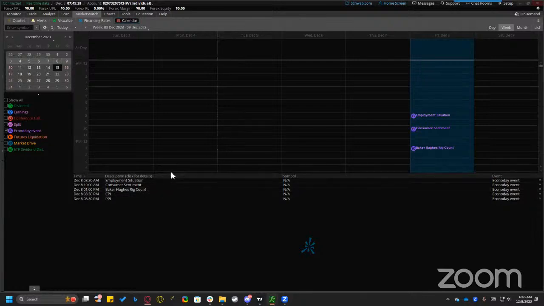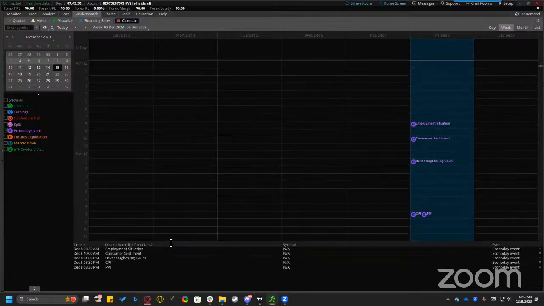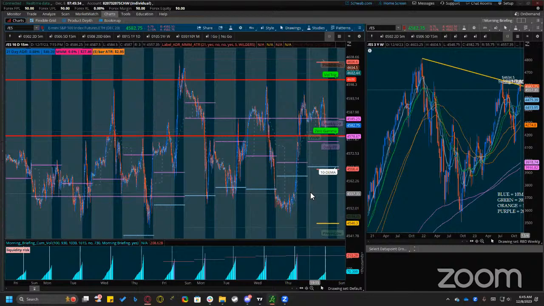That rig count, very likely not going to be a very big deal. I worked on those rigs for most of my life. The numbers don't change very often.